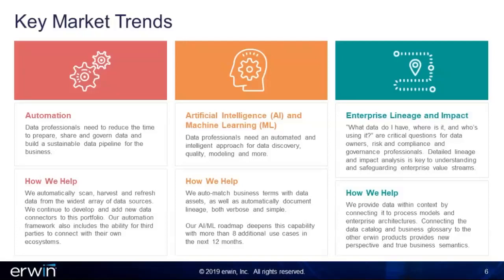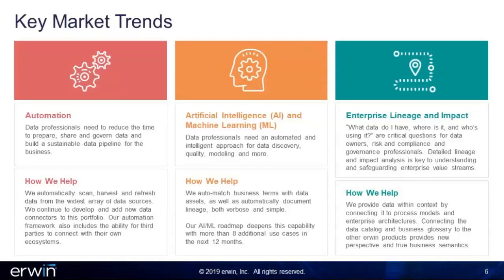And then, like I said earlier, our true sweet spot now is the enterprise lineage and impact. Today we can show both the upstream and downstream impacts at a source, a table, all the way down to the column level, who's using it, who it's being used by, and where your data is being federated out.